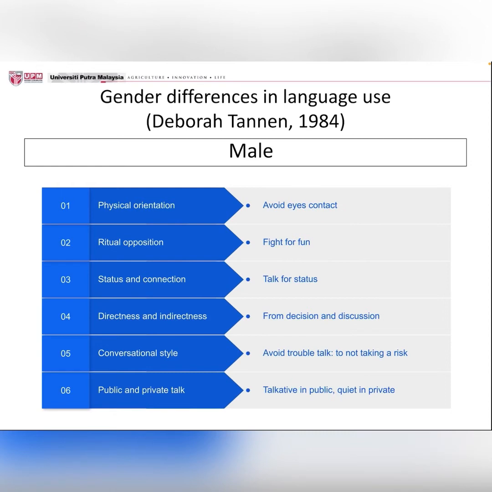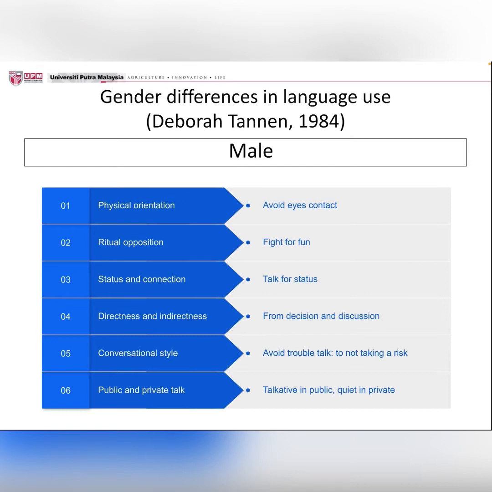Fifth, conversational style. Males avoid trouble talk. They are always straightforward and avoid taking risks. But females tend to get involved with trouble talk because they want to create rapport or form some sort of relationship. Sixth, public and private talk. Males tend to be talkative in public, but they are actually quiet in private, especially in the working sectors.